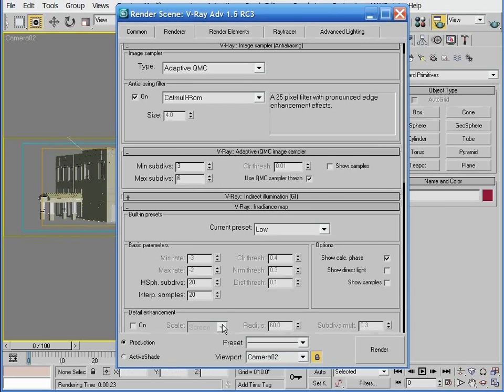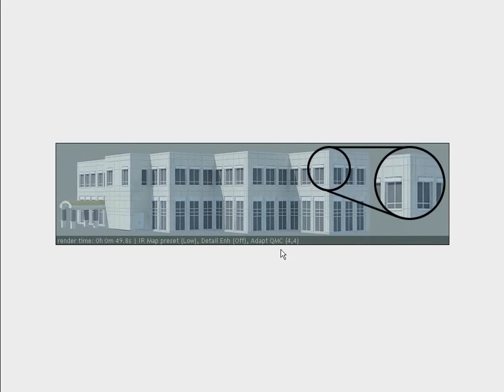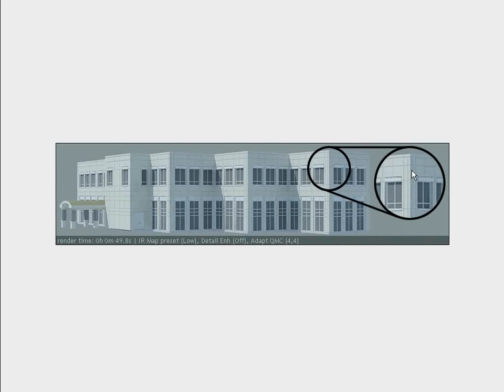And you can see just how similar the fixed and adaptive QMC samplers are by rendering the same scene with both sampler types and making the min and max value in the QMC sampler the same value as the subdivisions value in the fixed sampler, and when you do so, you'll find almost identical renderings.